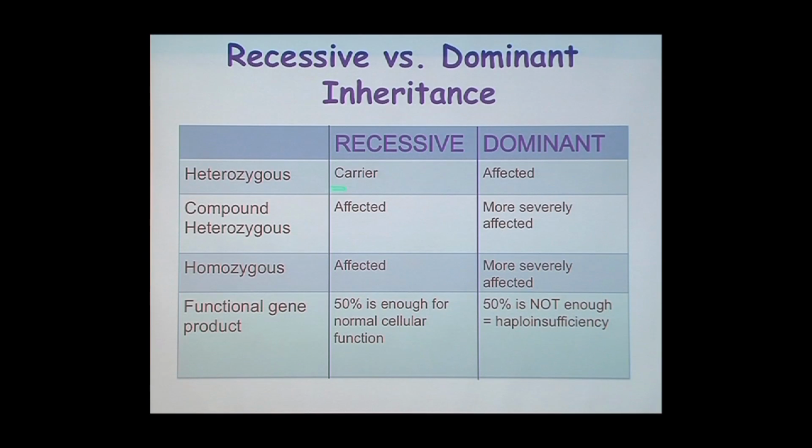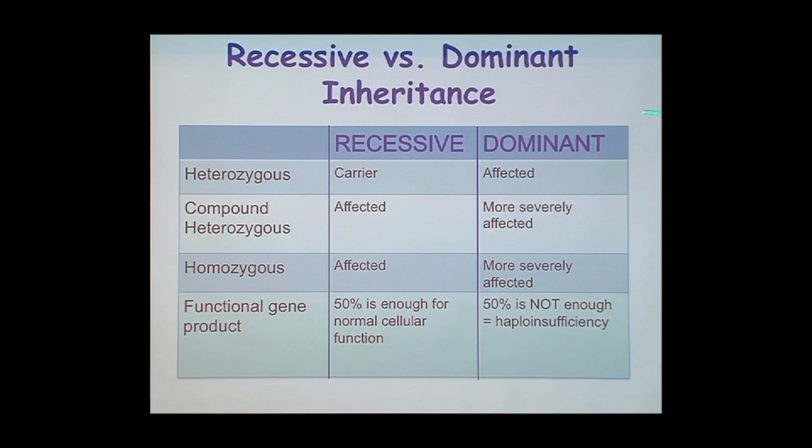Now, if you have 1 normal copy and 1 mutant copy, you're called heterozygous, and then you're a carrier. So you are normal, you don't have that disease, but you are carrying that mutation, and you can pass it on to your offspring, to your children. If you are homozygous, that means that you have 2 copies of the same mutation. So both of your copies of your gene have the same mutation. Or you can be what's called a compound heterozygote, which means that you have 2 mutations, but they're 2 different mutations. So you got mutation A from your mom and mutation B from your dad in the same gene, so you still end up with the disease.